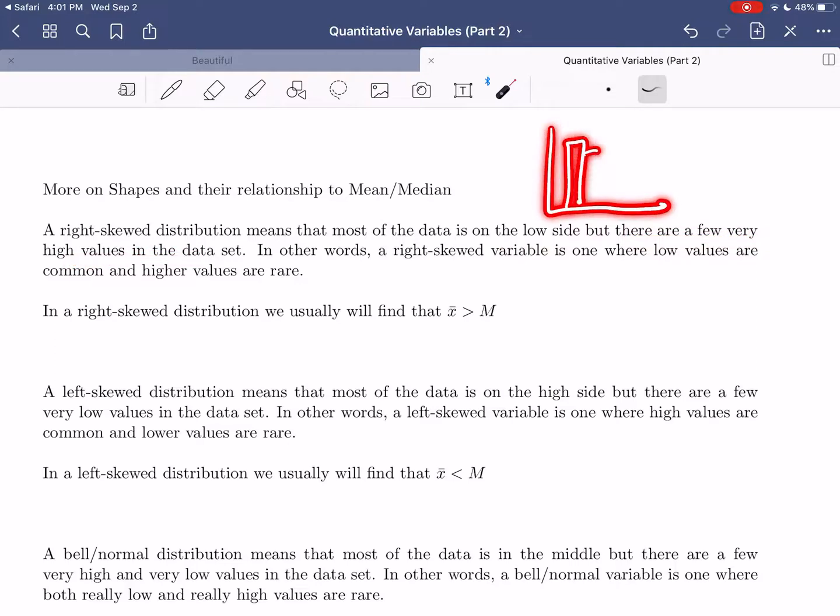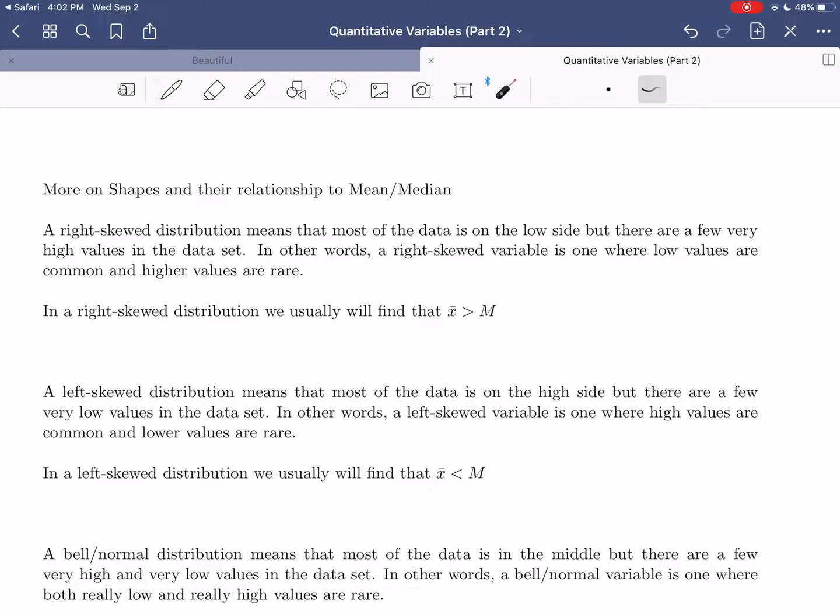You've got some very tall bars over here for low values, and then a few not so tall bars for higher values. In other words, if we figure out that a variable is right skewed, that means that low values of that variable are very common, whereas higher values are very rare. How does this tie in to mean and median? Well, in right skewed distributions, we will usually find the mean to be greater than the median. So if you ever want to confirm that your choice of shape is correct, if you say something is right skewed and you calculate the mean, the mean should be higher than the median.